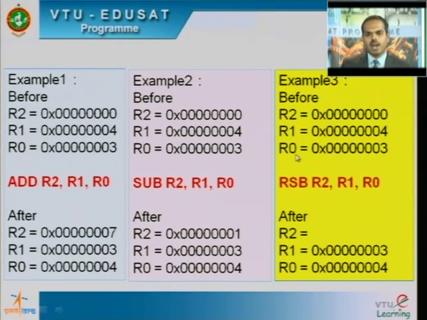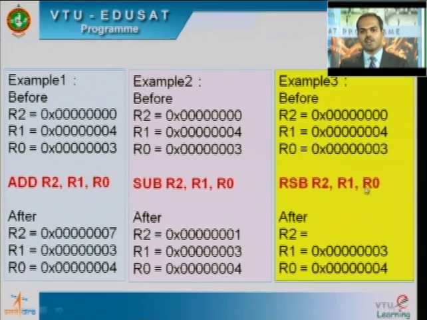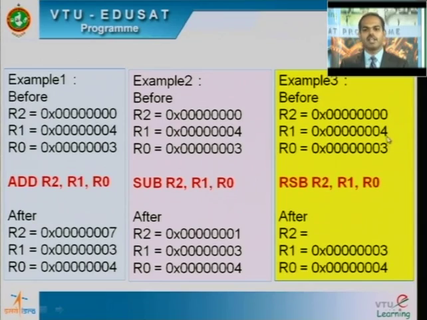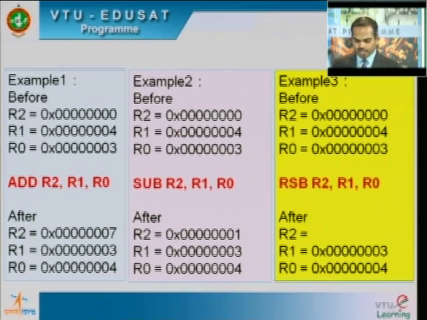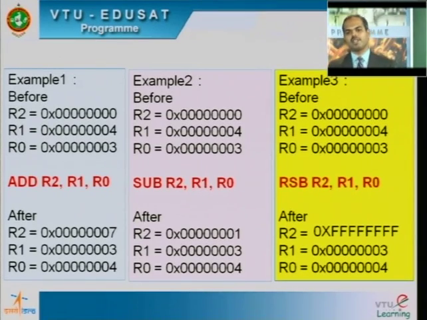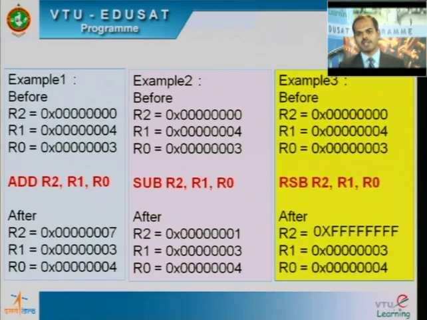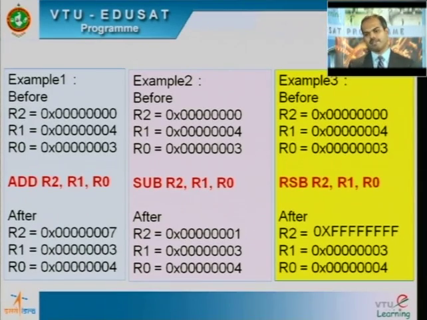R1 is 4, R0 is 3, R2 is 0. RSB, that is reverse subtract, R2, R1, R0. What happens here is a reverse subtract, that is R0 minus R1. R0 is 3, minus 4, and the result is minus 1. Minus 1 in ARM is represented using 2's complement. The 2's complement of minus 1 is all F's, 8 F's representing the 32-bit register value. Hope this is clear. That's why R2 holds the value all F.